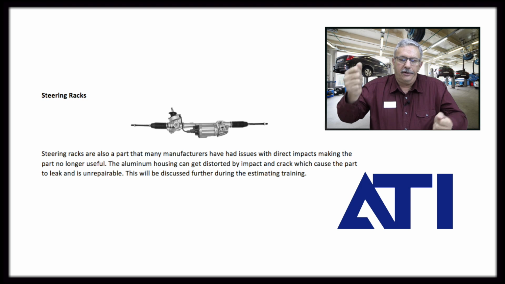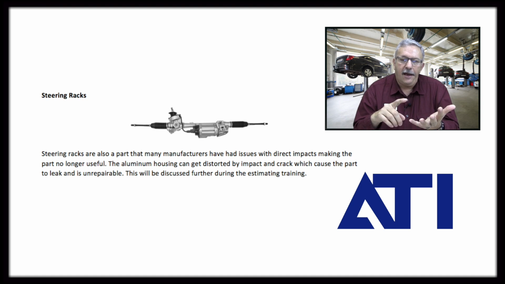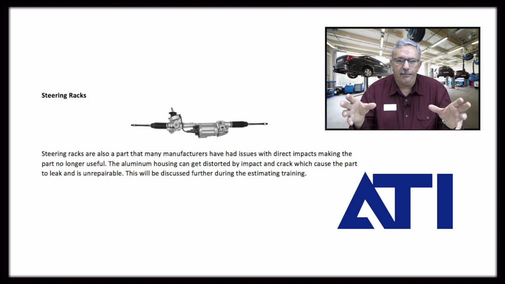You want to be able to turn this rack and not feel any drag whatsoever. If you're feeling drag as you're turning that steering wheel, there's something wrong in the system. It should be a very easy motion side to side. So then the first thing you do is go do your visual inspection. I'm going to look at the seals. Do I have any leaks? I'm looking for cracks. All those things are really important.